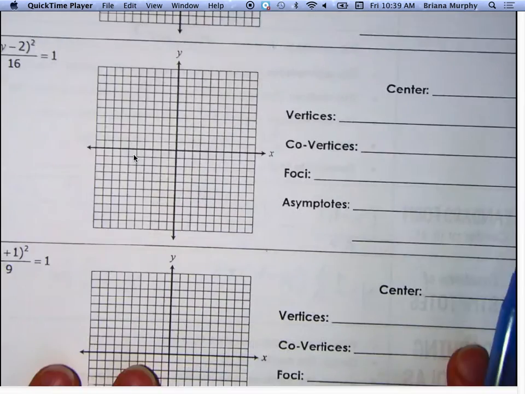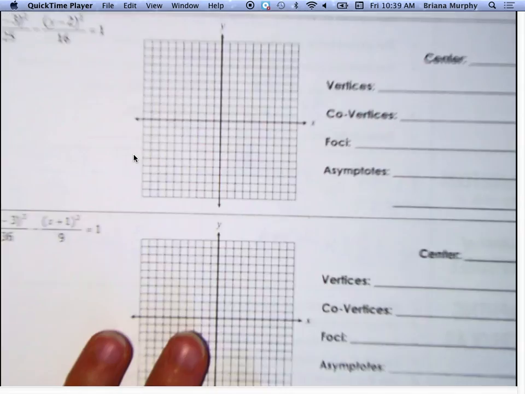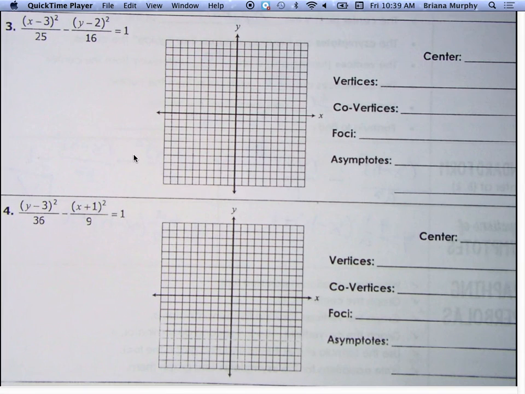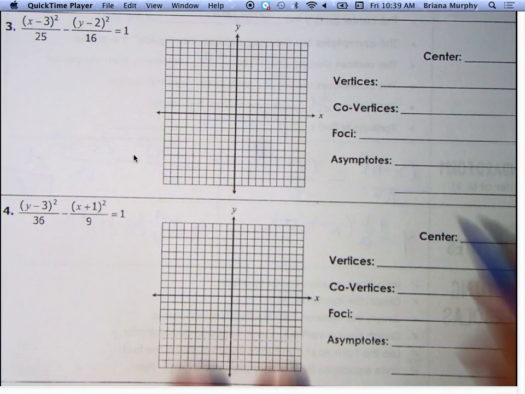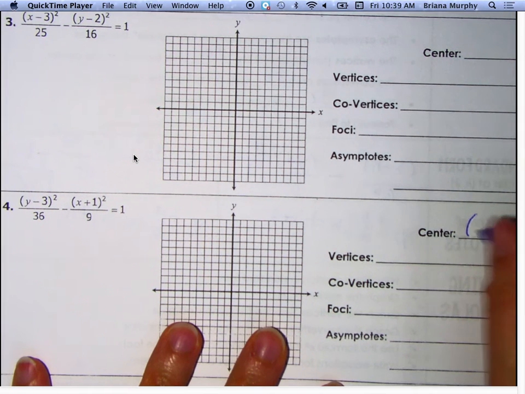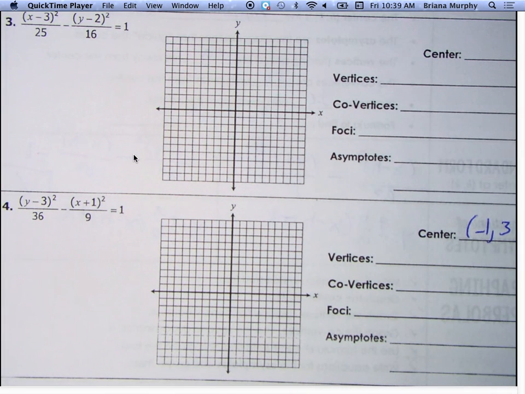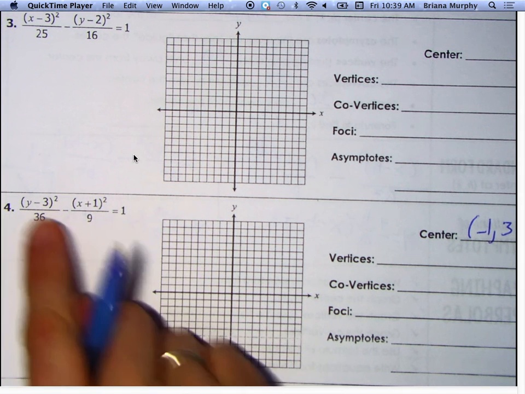Okay, you guys remember the steps? What do I do first? What is the center? Negative 1, 3. Very nice. Notice she put it in the right order because the negative 1 went with the x and the 3 went through the y.